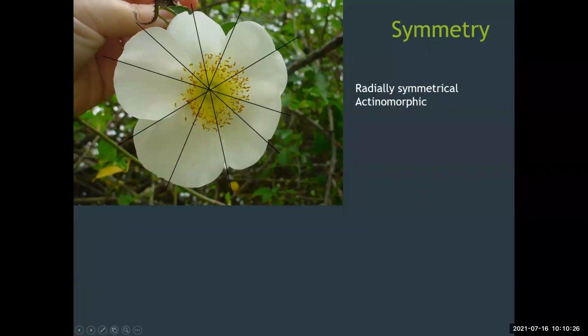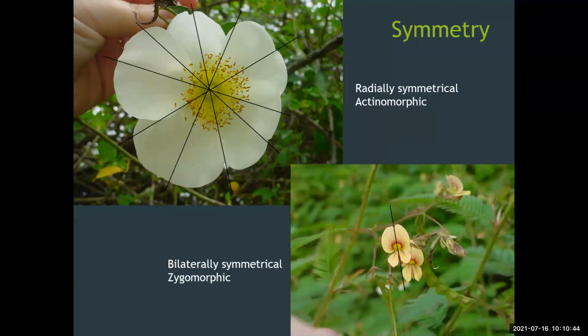Again, you want to think about the symmetry. Is it more or less looking like a star shape, where you can divide it into multiple planes and still have mirror images? It's called radially symmetrical or actinomorphic, star-shaped. Or is it bilaterally symmetrical? So pea flowers always are, or tend to be, at least one group of them, are always bilaterally symmetrical or zygomorphic. So you can only cut it in one plane to get mirror images.